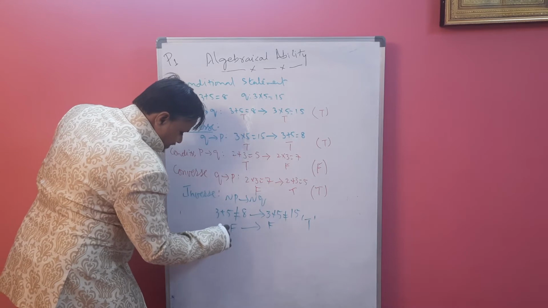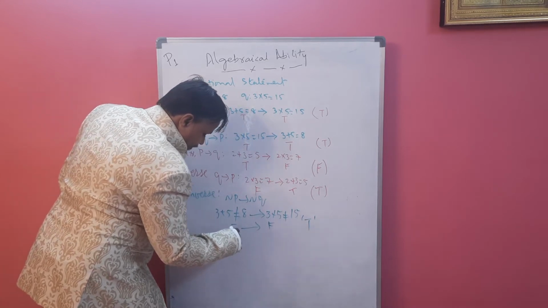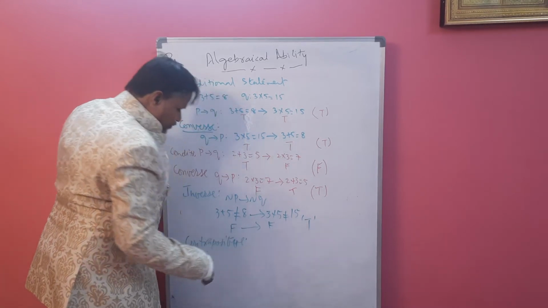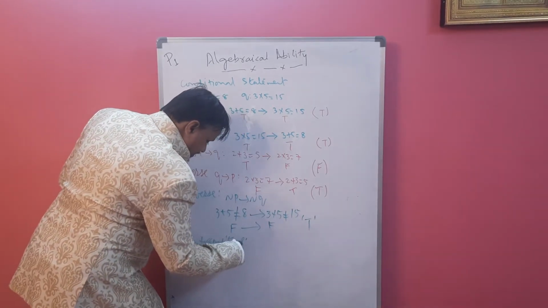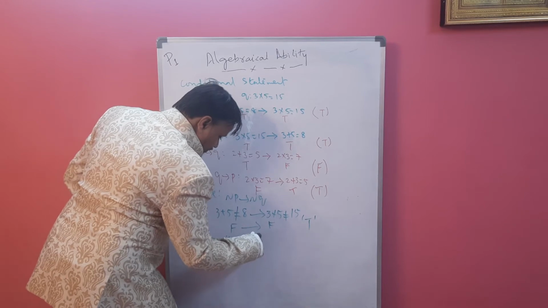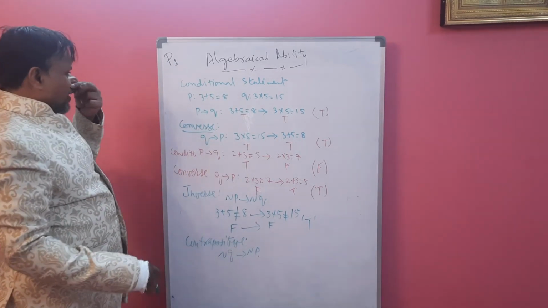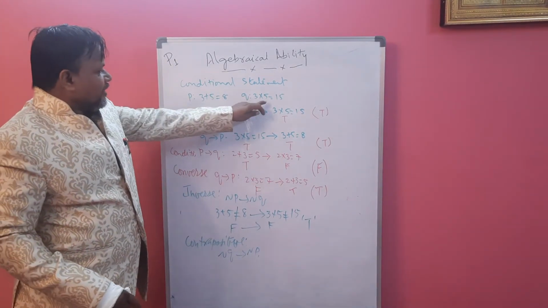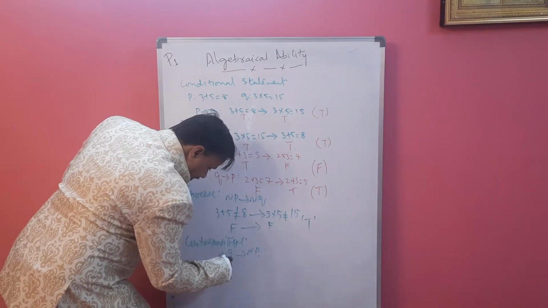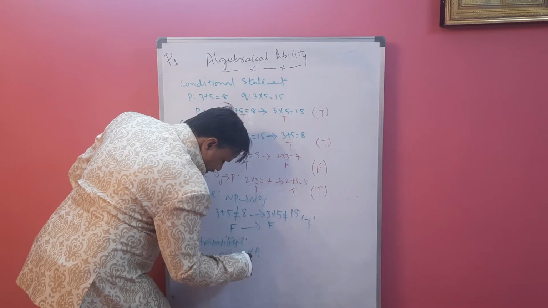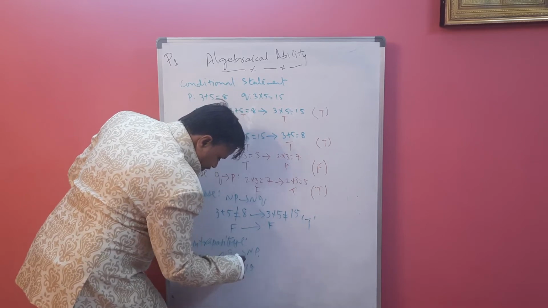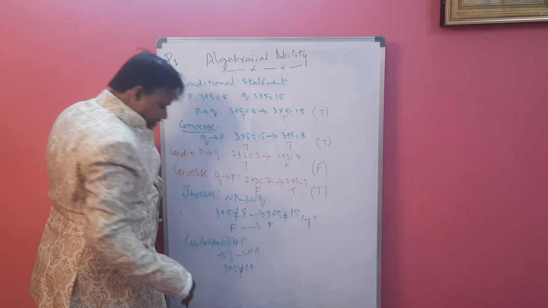Now contrapositive. Okay, contrapositive. Contrapositive means what? Negation Q to negation P. We have to put here. Q is what? Q is 3 into 5 equal to 15. But negation we have to take, means this is not equal.